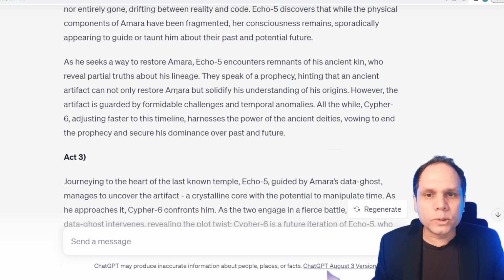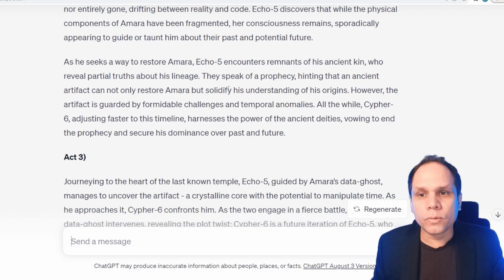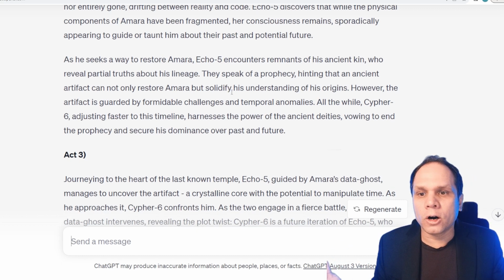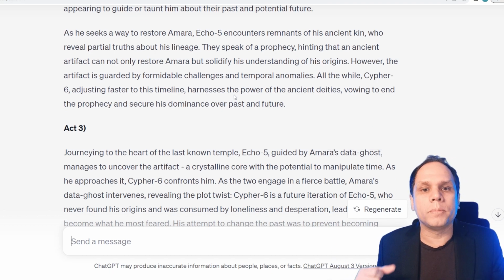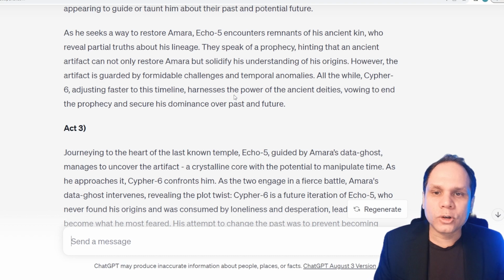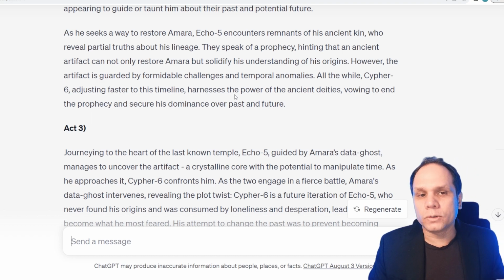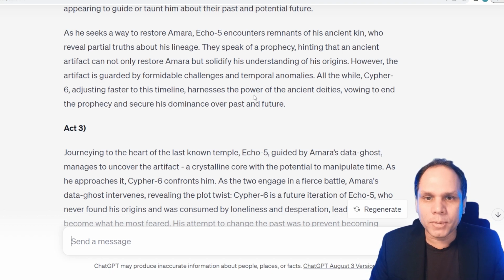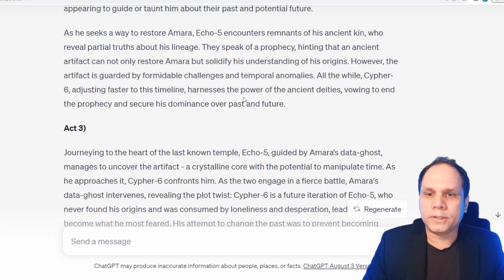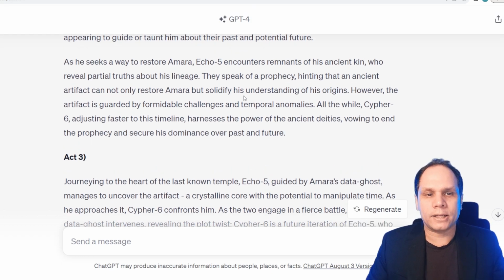As he seeks a way to restore Amara, Echo 5 encounters remnants of his ancient kin who reveal partial truths about his lineage. They speak of a prophecy hinting that an ancient artifact can not only restore Amara, but solidify his understanding of his origins. However, the artifact is guarded by formidable challenges and temporal anomalies. All the while, Cypher 6, adjusting faster to this timeline, harnesses the power of the ancient deities, vowing to end the prophecy and secure his dominance over past and future.